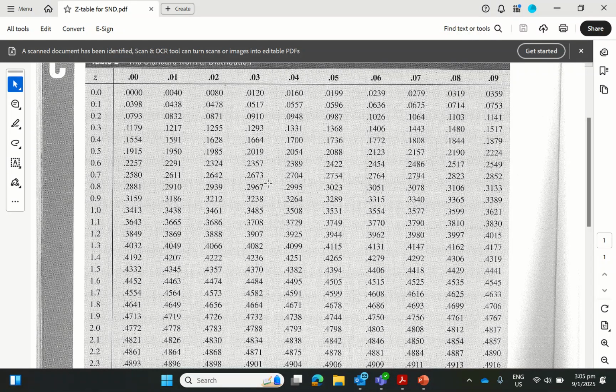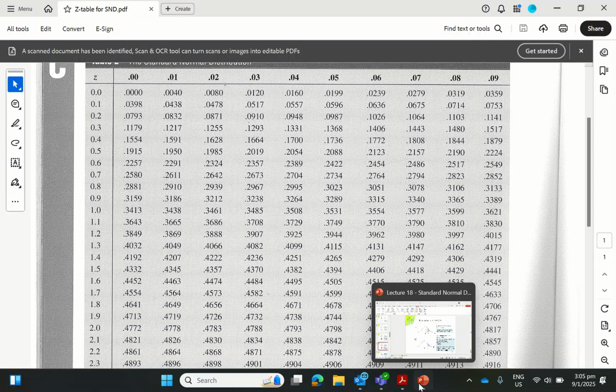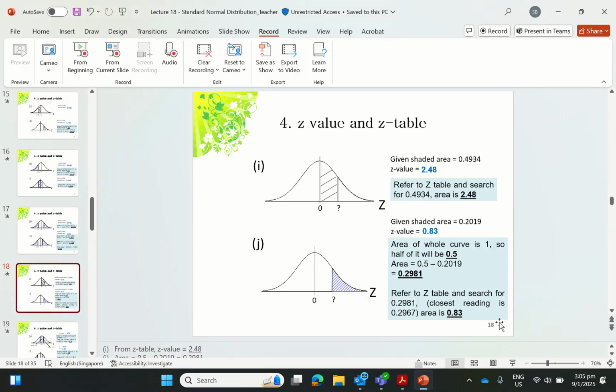Okay, 2981 is in between 2967 and 2995. So as I said in the previous lecture, if it's in between the two, take the smaller one. If it's 2981, it's in the middle of these two values, so it will be 0.83. Okay, 0.83. And that's it. Yeah, I get 0.83.